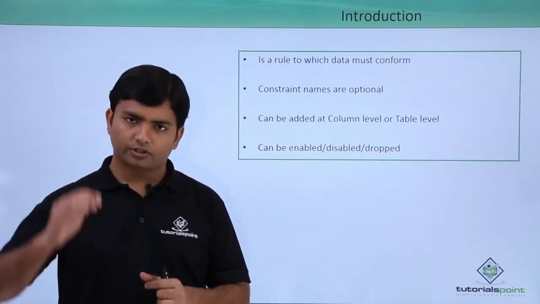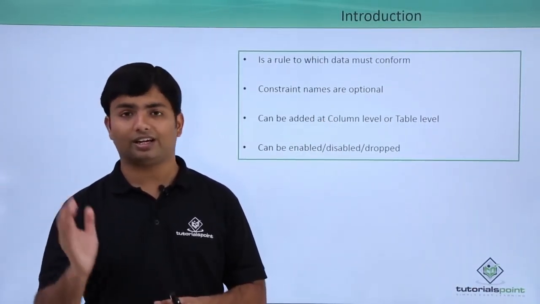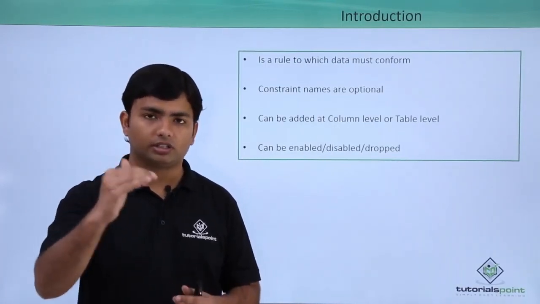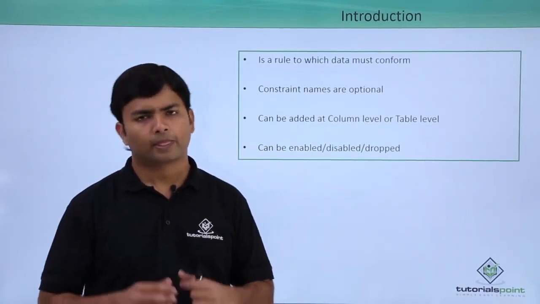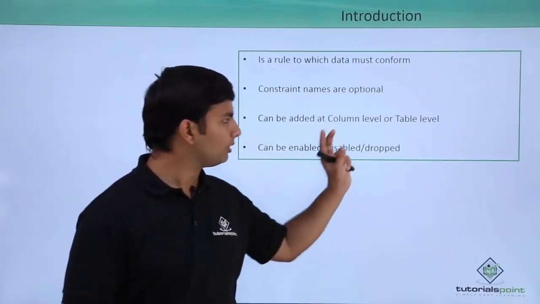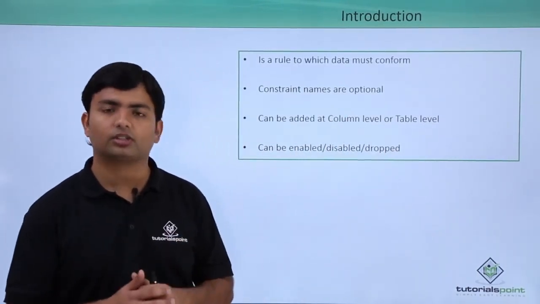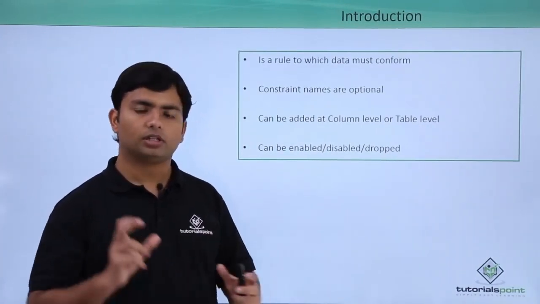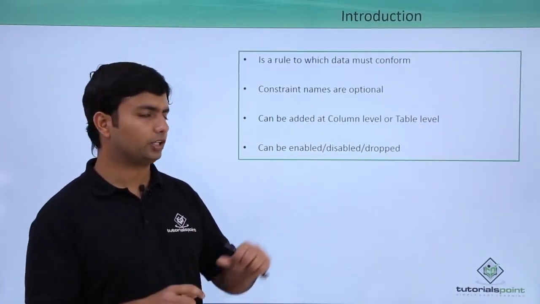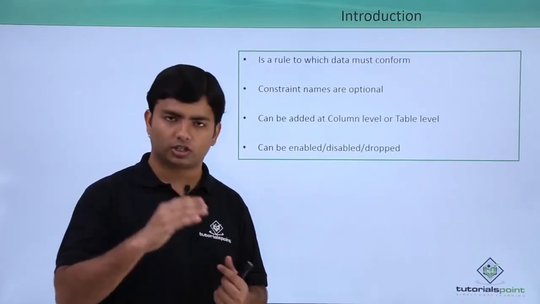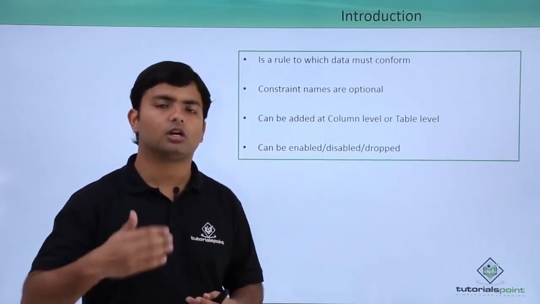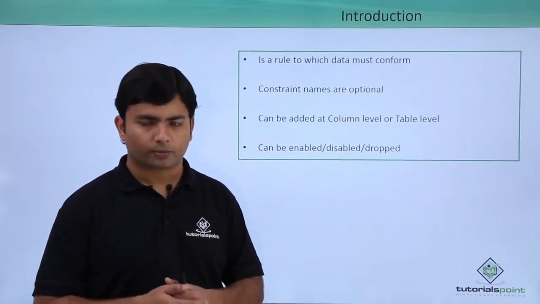But after creating all the columns, if at the last you want to specify all the list of constraints, that will be the table level. The major difference between the column level and table level constraints is, at column level, a single constraint can be applied to a single column only, but at table level you can share a single constraint with multiple columns.